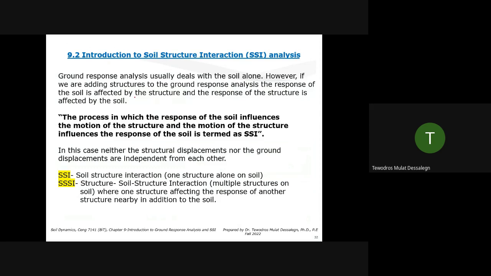Section 9.2, introduction, soil structure interaction, SSI analysis. Let's cover this after a break, a coffee break.